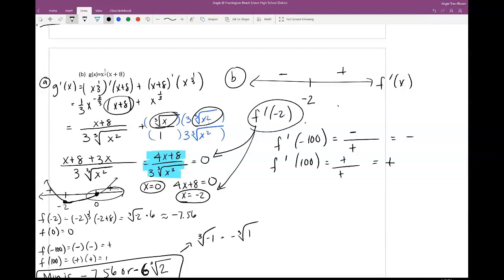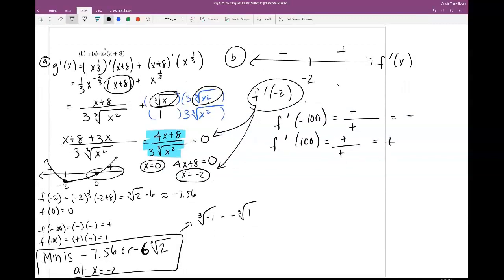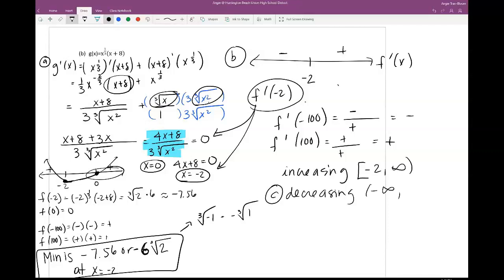So increasing and decreasing. Let's check it out. Increasing, from negative 2 inclusive all the way to infinity. Decreasing, this is letter C. Decreasing from negative infinity all the way to negative 2 inclusive.